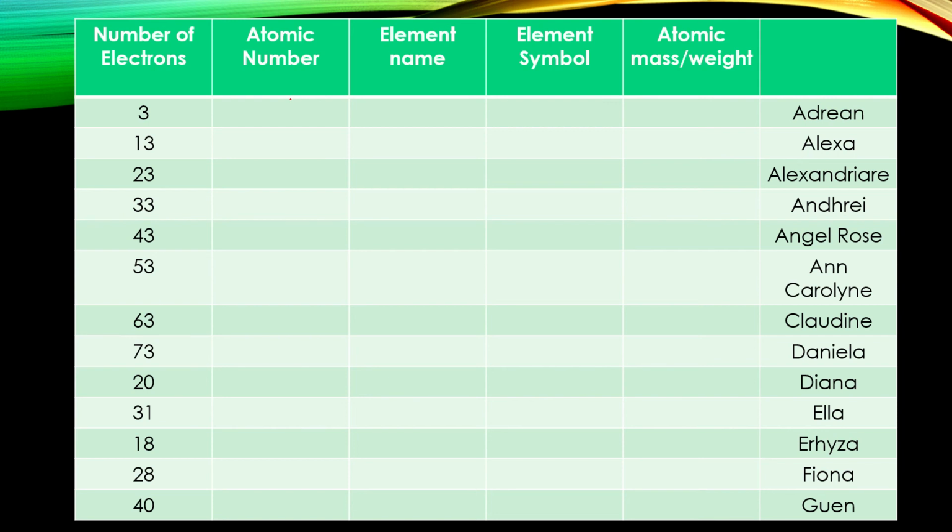Alright, so let's start with the atomic number for the number of electrons. First, again, for the neutral atom, the number of electrons is the same as the number of protons and the atomic number. Again, number of electrons is the same as atomic number and protons. So we're just going to copy the number of electrons because they are the same as the atomic number.